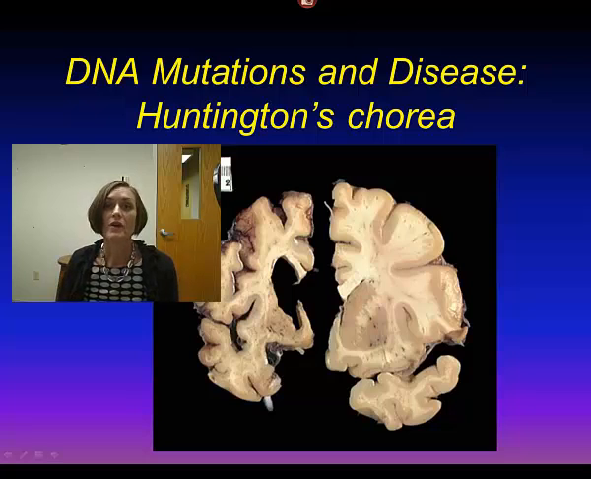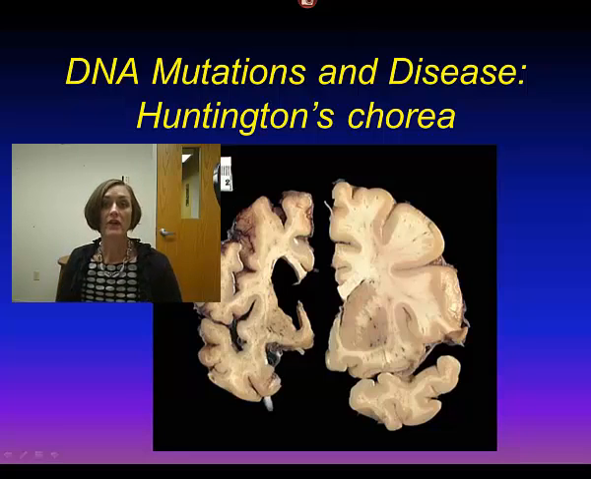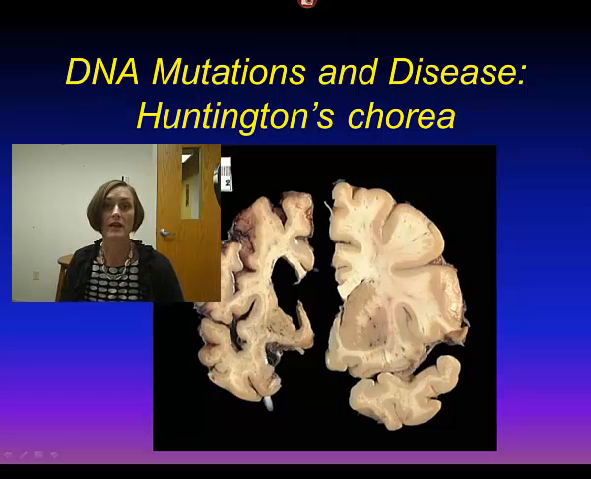In this unit we are going to discuss DNA mutations and disease, and we're going to focus on a case that involves a disease called Huntington's chorea. We're going to use the same software, the lec8 software, that we used in the DNA microarray lab that we did on breast cancer.